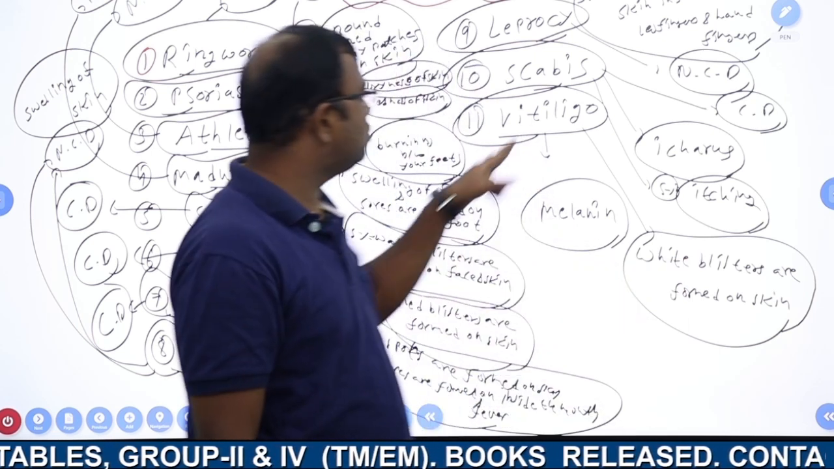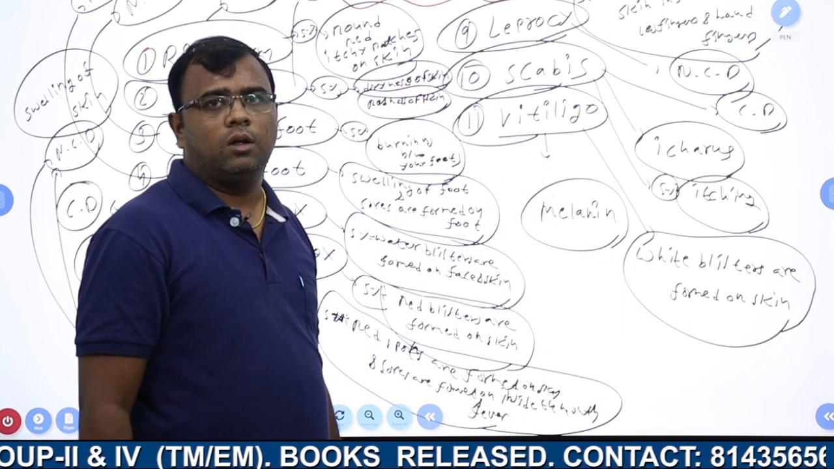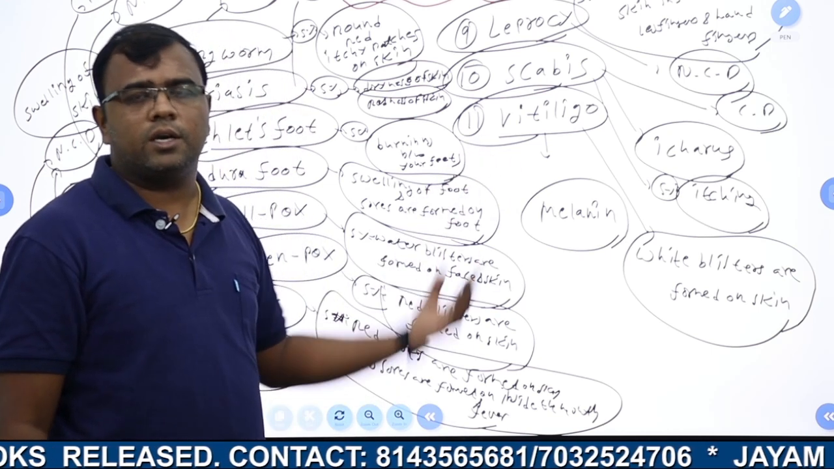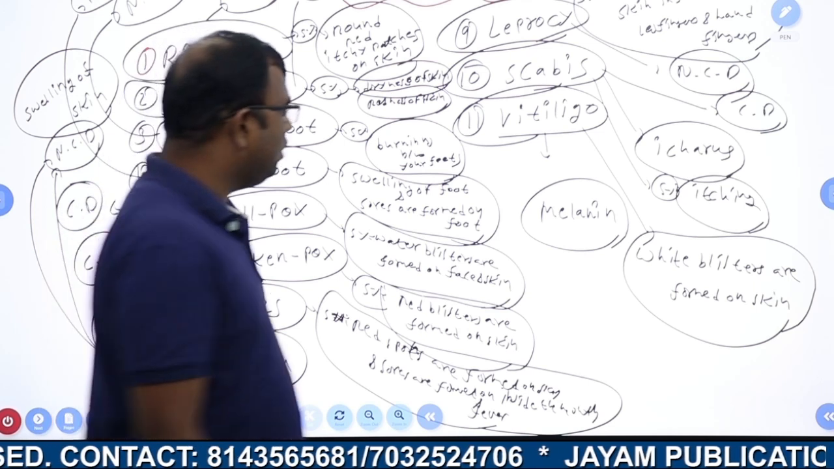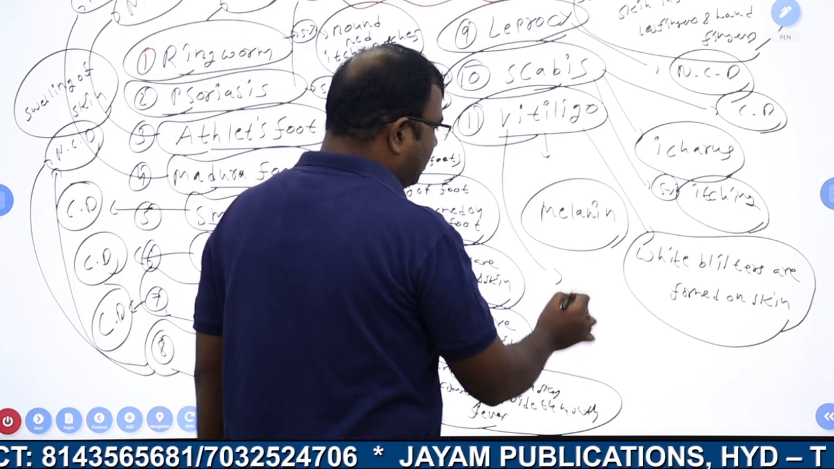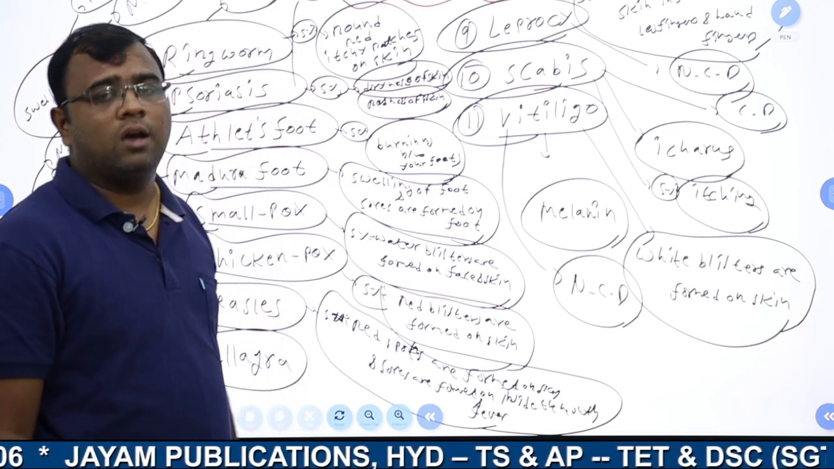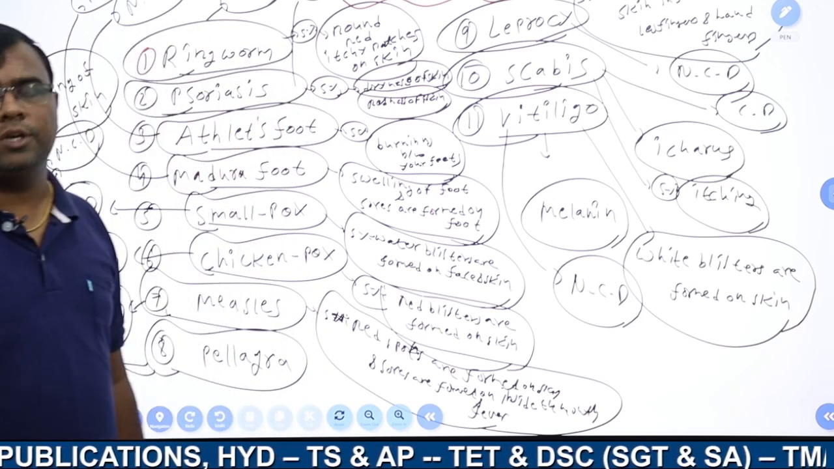Next, white blisters are formed on skin. That disease is vitiligo. Is vitiligo a communicable disease or not a communicable disease? Vitiligo is not a communicable disease.